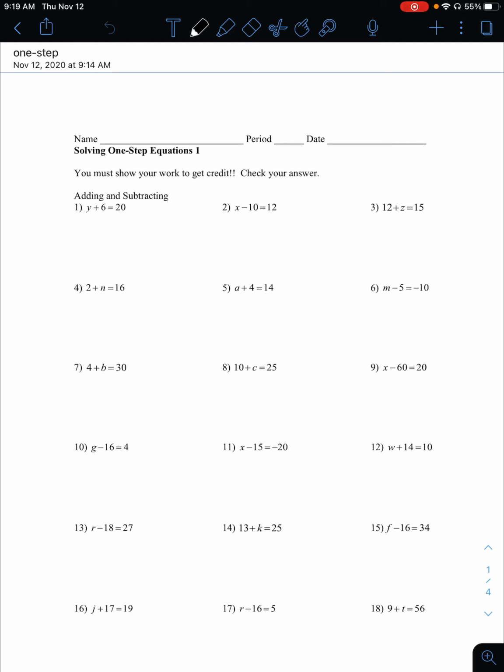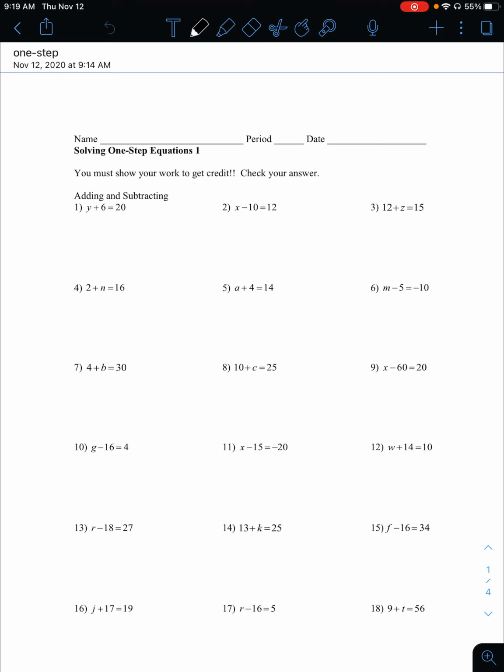Our goal in solving one-step equations is to find what number our variable is. We want to isolate the variable, isolate meaning get it by itself. The variable wants to be all alone on one side of the equal sign so that we can figure out what it is. So if we look at number 1, it says y plus 6 equals 20, and we want to get y by itself.